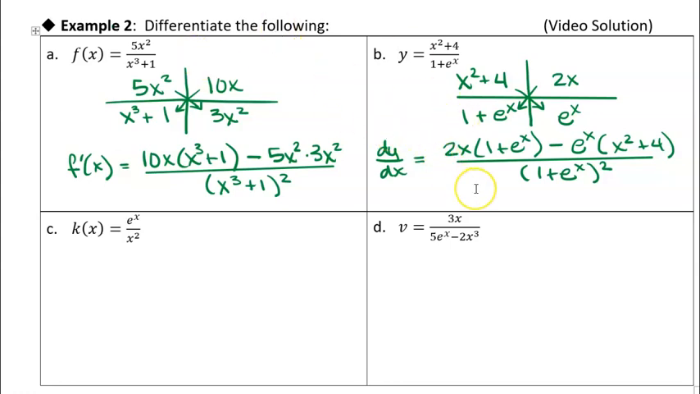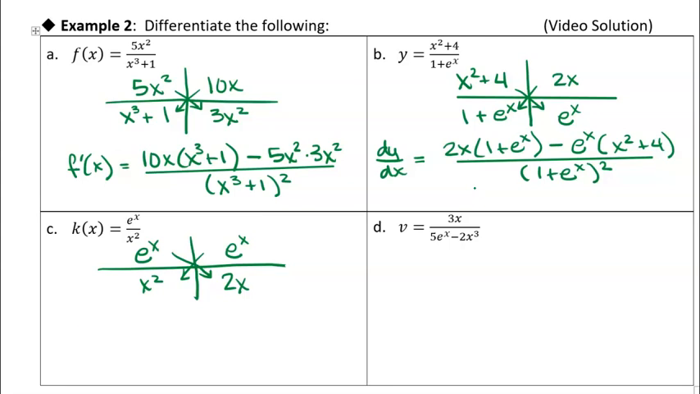Just takes some practice. All right, let's take a look at the next one. If you feel like you got this, pause the video and try it yourself, and then you can fast forward to the answer and check. But I'm going to just draw the little box. I have e to the x on top, x squared on the bottom. The derivative of e to the x is e to the x, and the derivative of x squared is 2x. Draw my arrows.